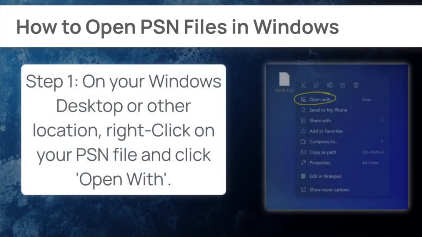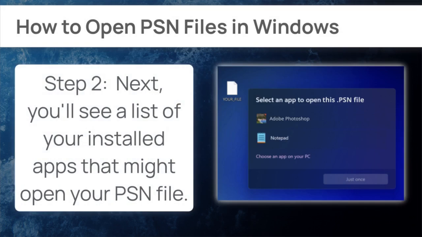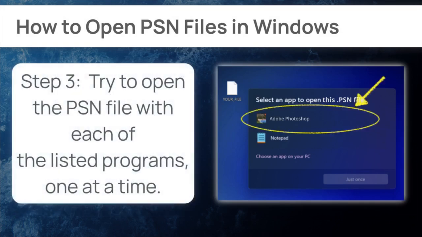Initiate the process by right-clicking the PSN file and choosing Open With. Use Adobe Photoshop as your first choice if available. If it's missing, move down the list. Finding the right reader might take 2 or 3 attempts.